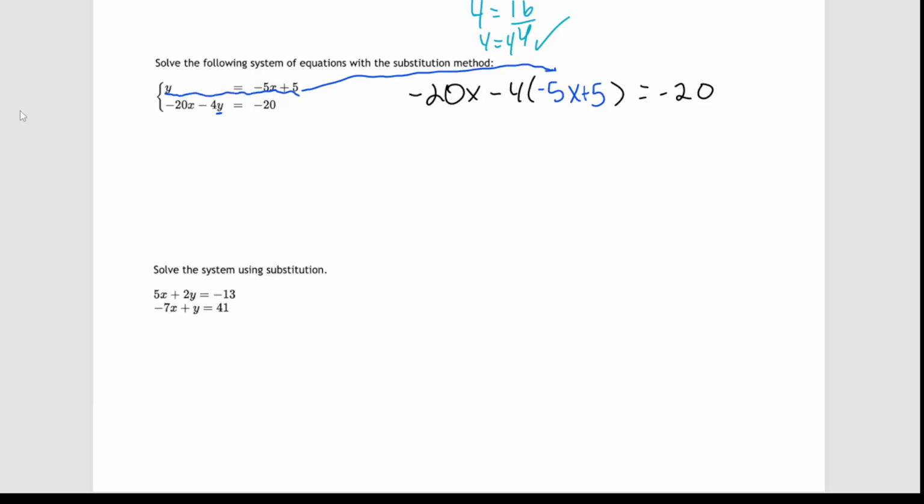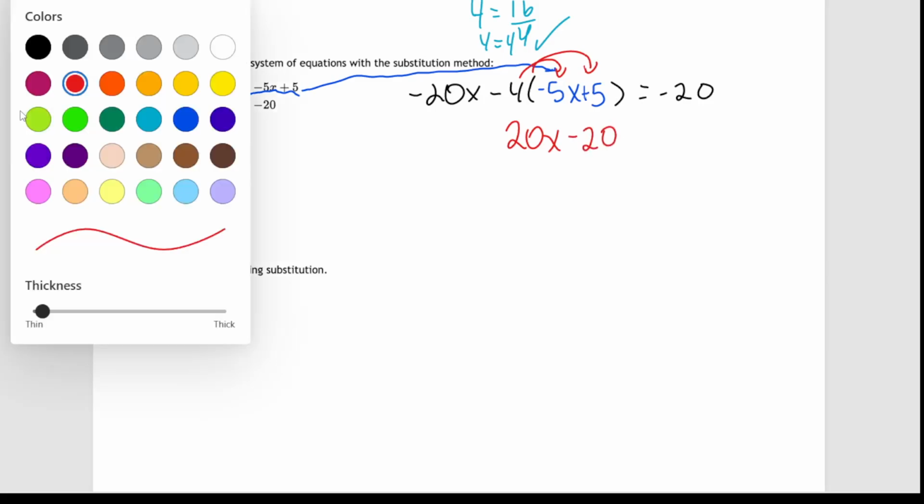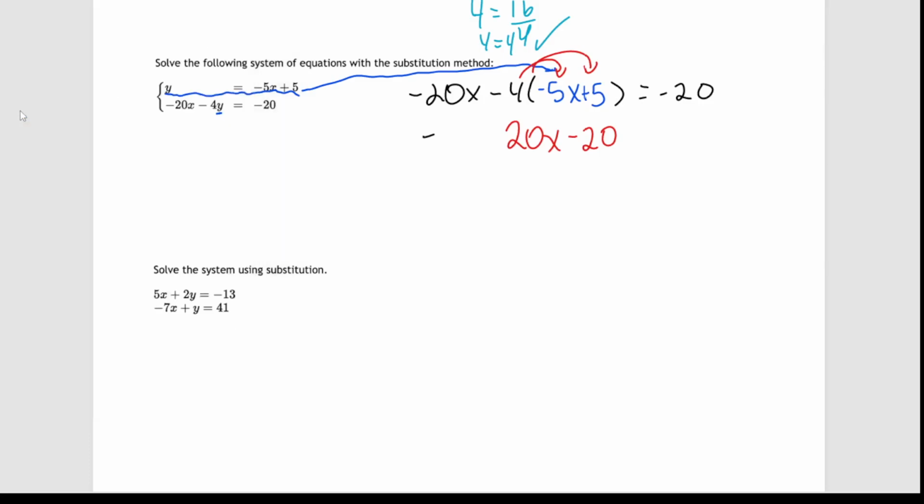Now I'm going to go ahead and just pretend this is a simple linear equation with one unknown. So I'm going to go ahead and distribute the negative 4. Negative 4 times negative 5 gets us positive 20x. Negative 4 times positive 5 gets us minus 20. And then I'm going to just drop down the rest of this. And that was a plus 20x, because remember, negative 4 times negative 5 gave us a positive 20x. I really should have written that plus initially.